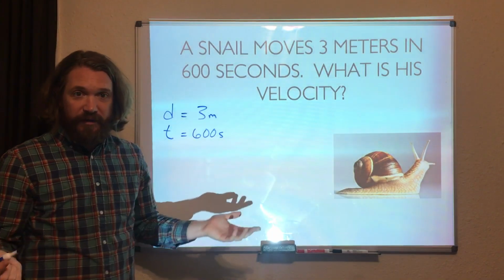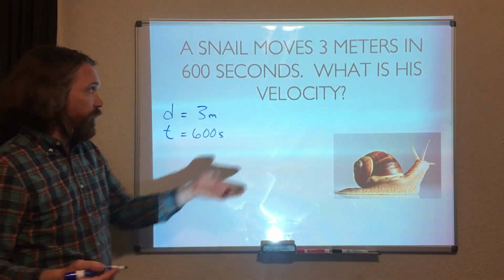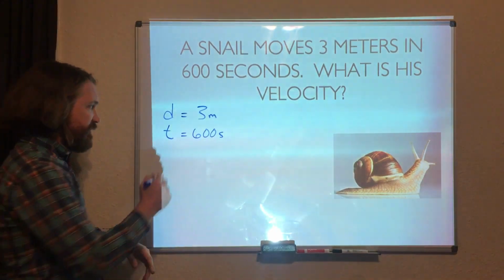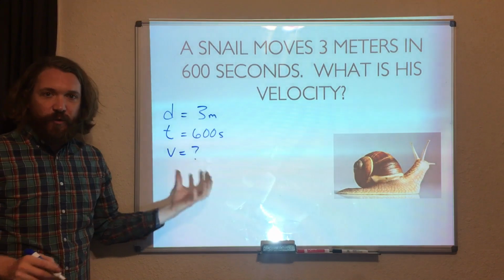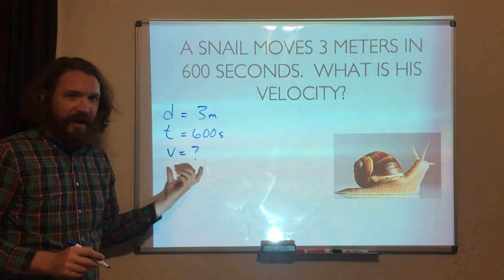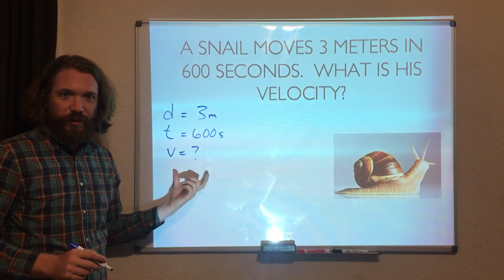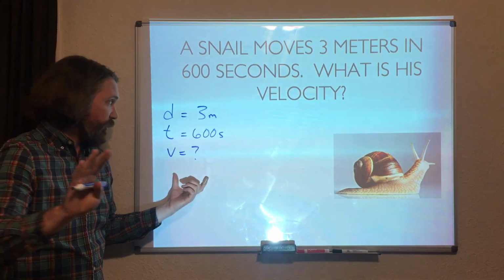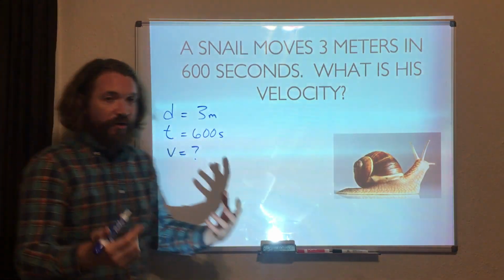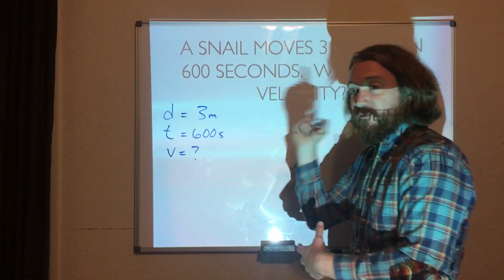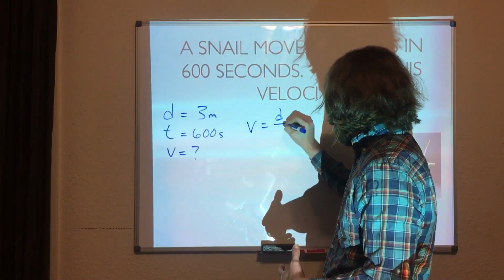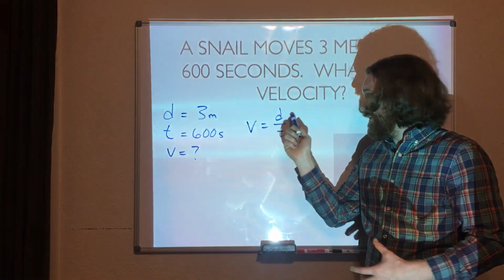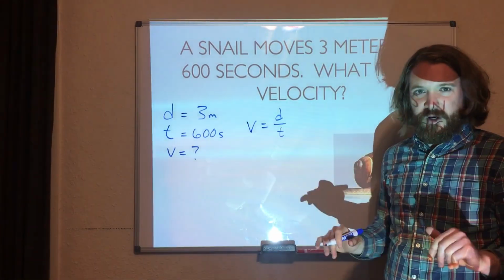Next, what's my unknown? This is easy. What am I looking for? Well, I'm looking for his velocity. So I put V equals question mark. Every question you do for the rest of the year, make this chart. This chart will save you, I promise. Okay? Now we have this. We're going to write down our equation. We only have one equation for today. Velocity equals distance over time. Again, technically displacement. We're going to say distance.